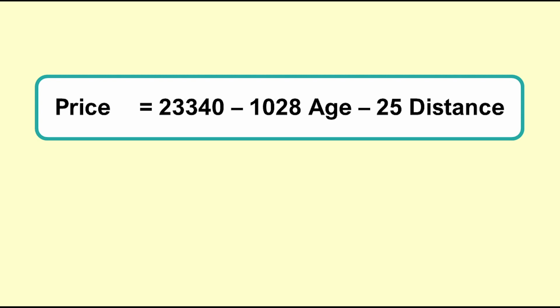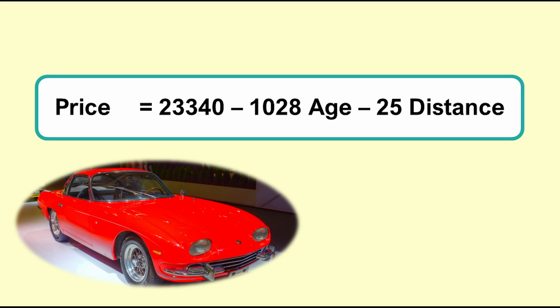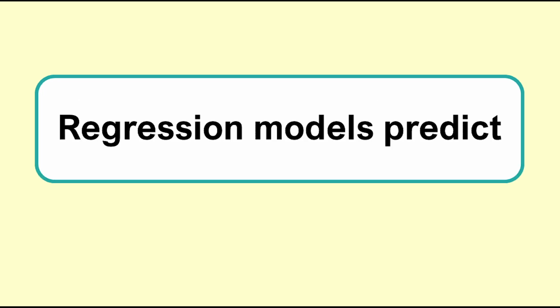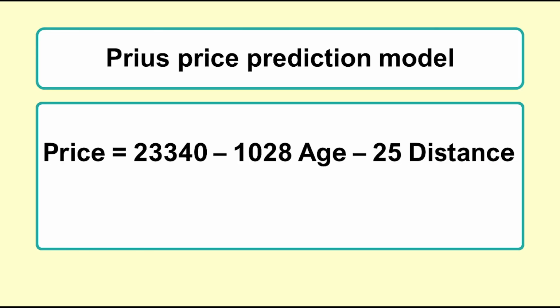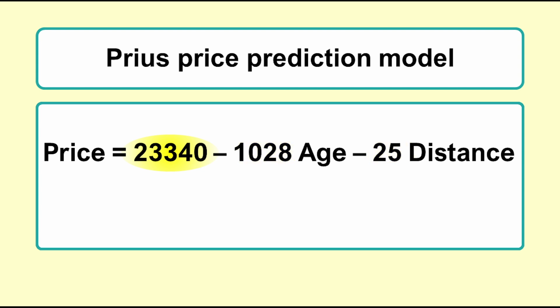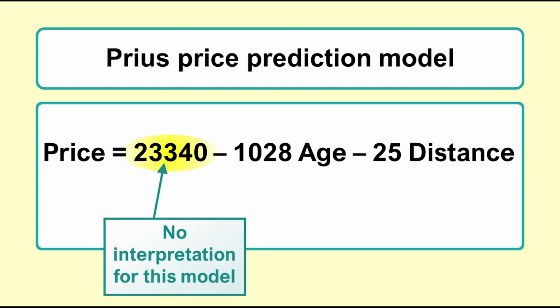There are provisos over what we can validly predict with it. For example, we would not use this model to predict the price of a Lamborghini or even a brand new Prius. As well as predicting, regression models are also used to explain. We will look at the values in the model, known as the coefficients, and see what they tell us. The value 23,340 is the intercept or constant. It seldom has a sensible interpretation. We will leave it for now.